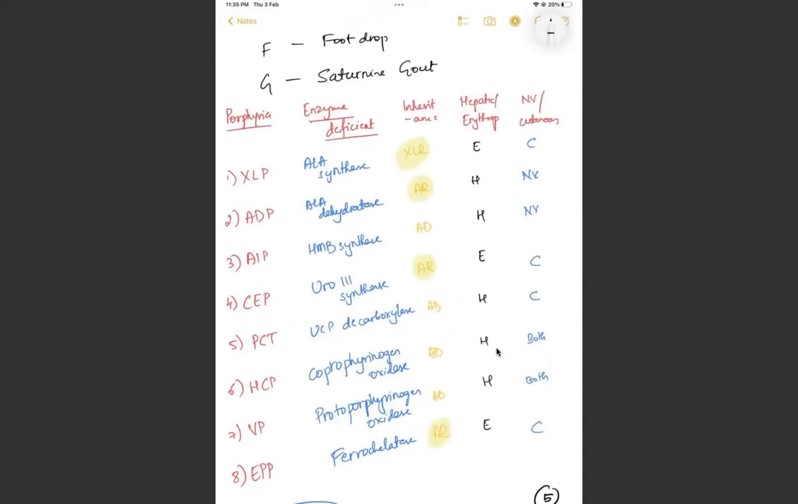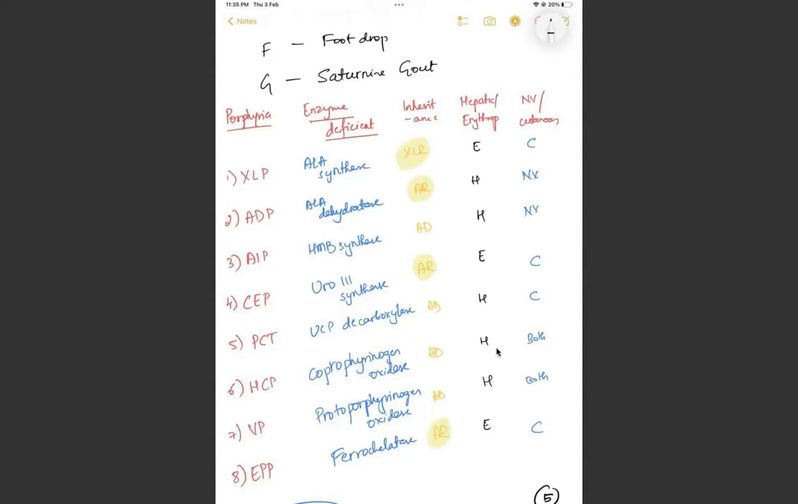total 8 porphyrias. They can be divided into neurovisceral porphyrias and cutaneous porphyrias. Usually, the neurovisceral porphyrias are those seen in conditions where the enzyme deficiencies are involved in the early pathways, whereas cutaneous porphyrias are those involving enzyme deficiency of the later pathways.